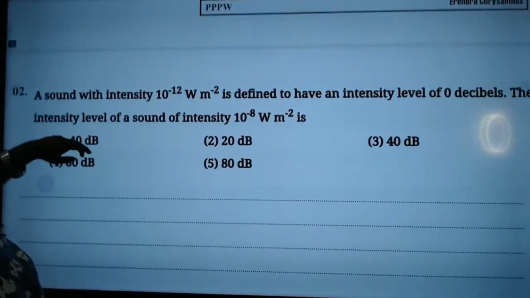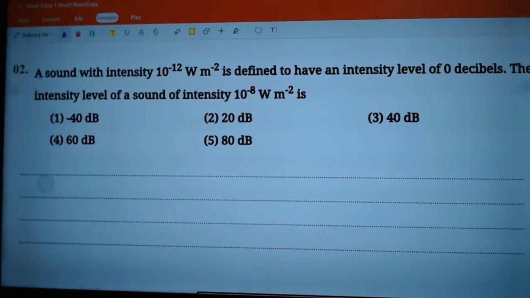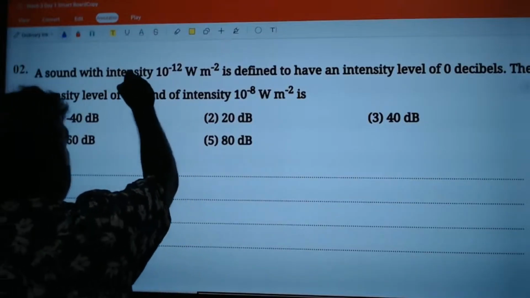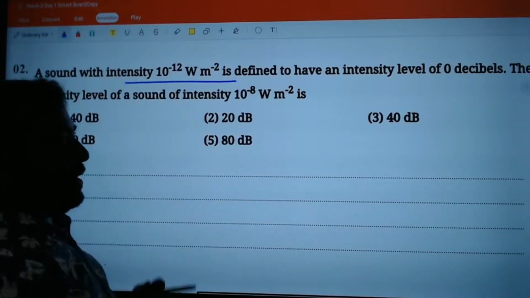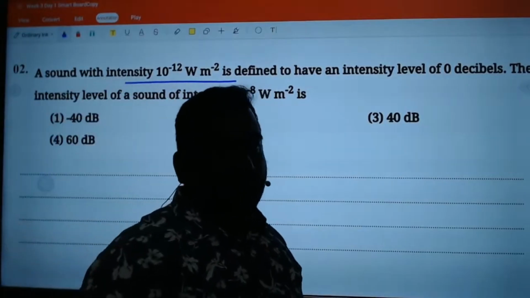Moving on to the next one. A sound with intensity 10 to the power minus 12 watt per meter squared. Remember, what do you mean by 10 to the power minus 12? We call this what?